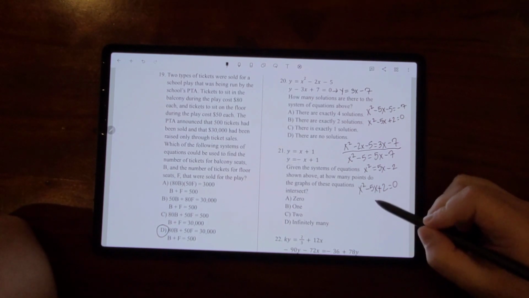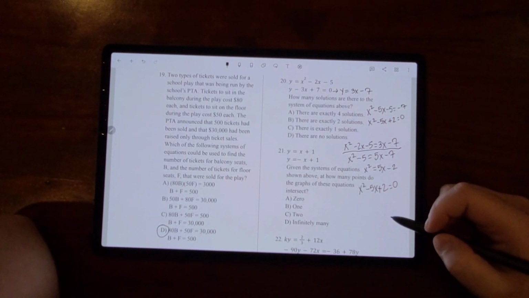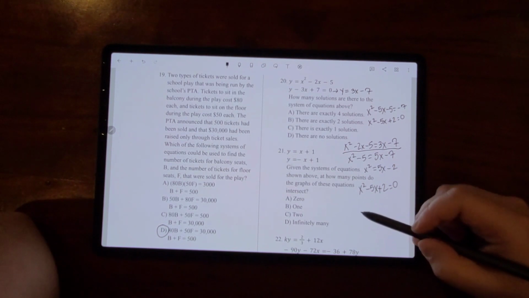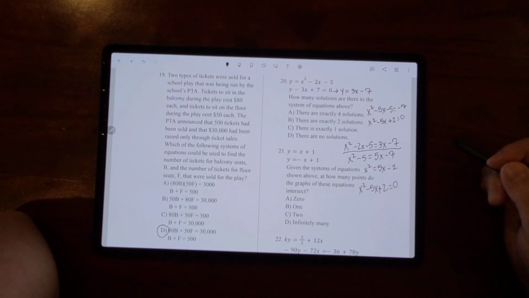So then now I have a quadratic equal to 0. So now I'm going to see, okay, can I easily factor this? And you could have solved for the solutions that way.